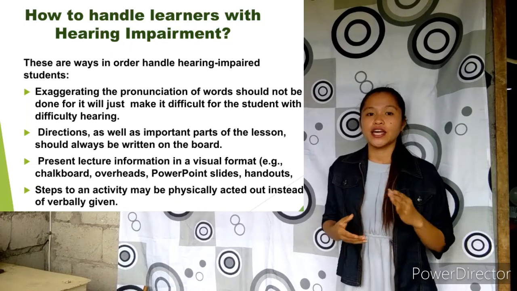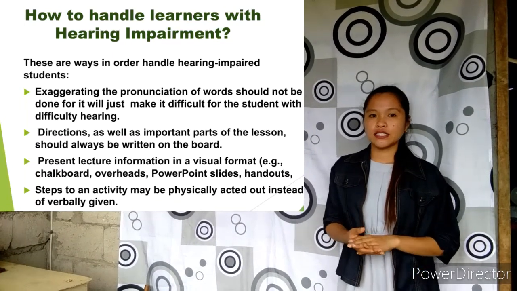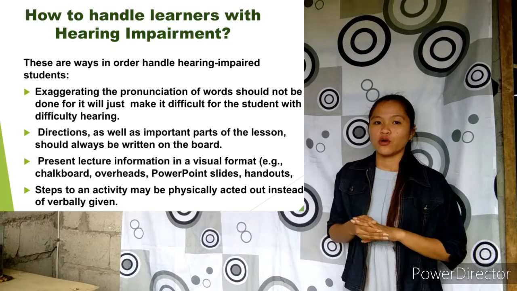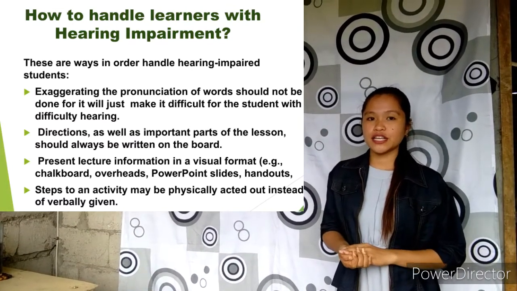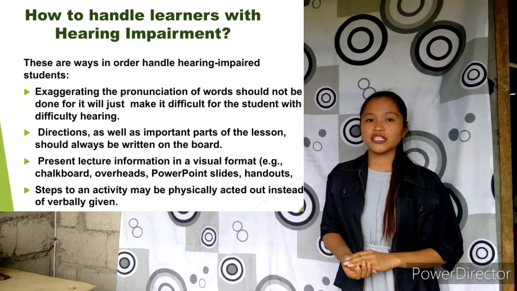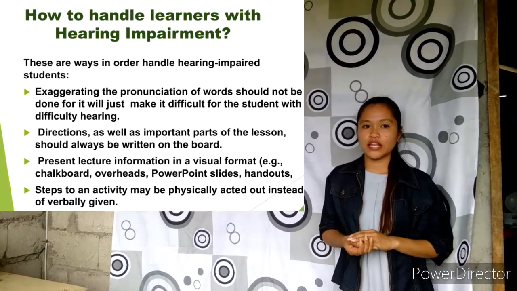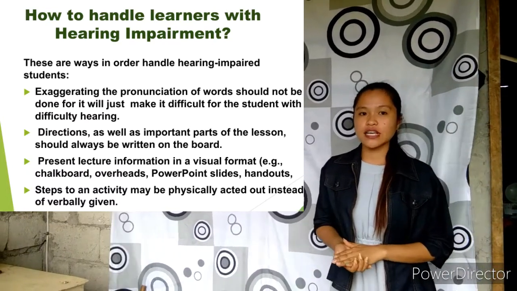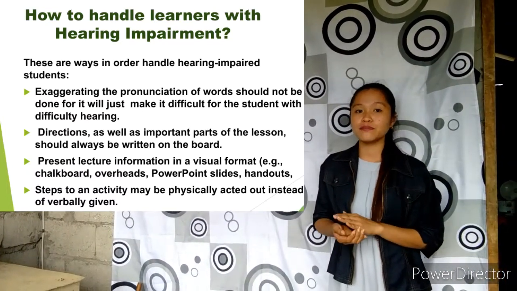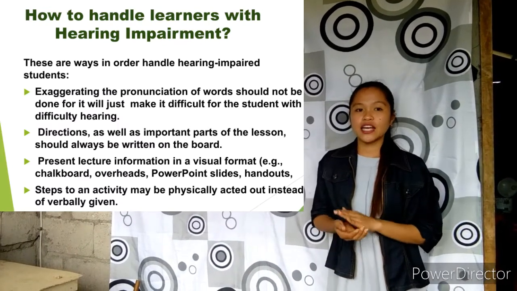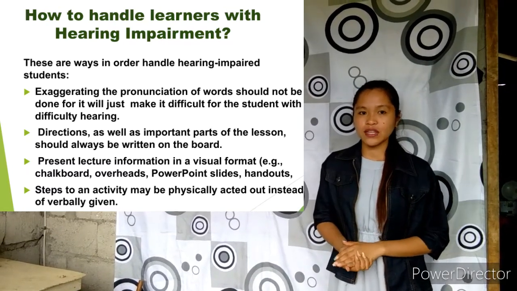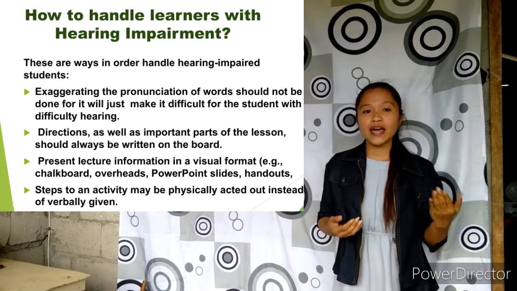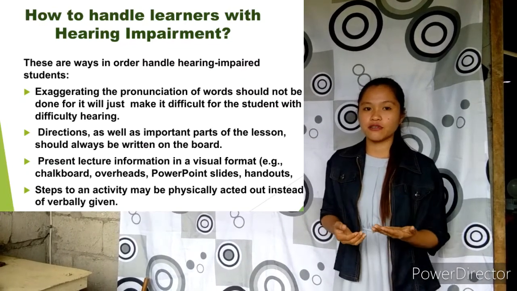Now let's move on to how to handle students with hearing impairment. There are ways in order to handle students with hearing difficulties. First, exaggerating the pronunciation of words should not be done, for it will just make it more difficult for students with hearing difficulties. Directions as well as important parts of the lesson must be written on the board. Lecture information must be presented in visual format. Steps in the activity may be acted out instead of given verbally.